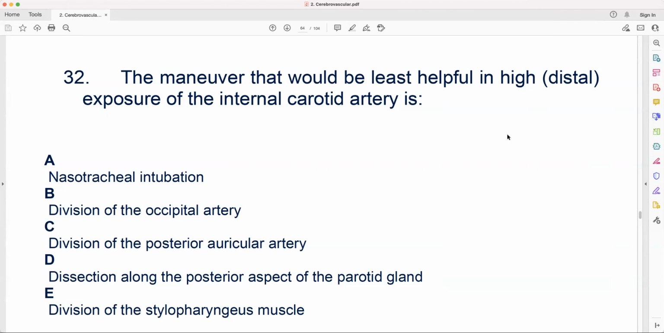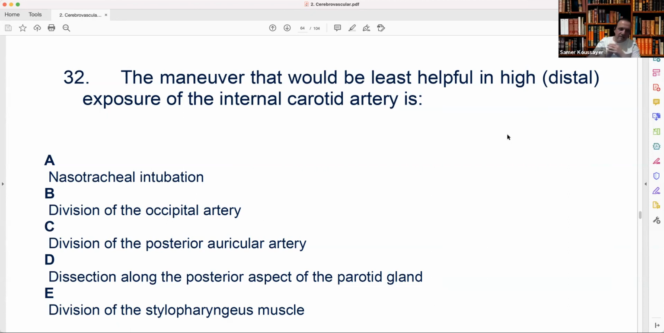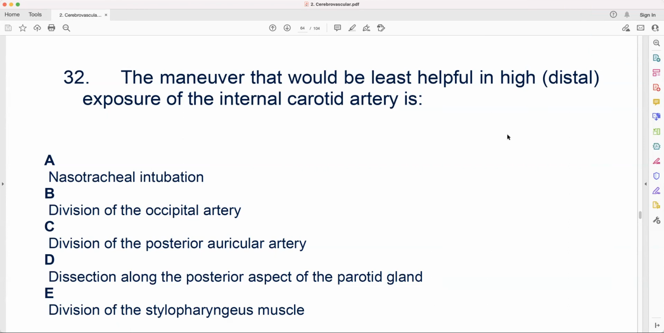Okay, next one. Division of the posterior auricular artery. This is another branch of the external carotid, but it goes behind the ear, right? So it's far from you. So this will not help. No, it will not help. Okay. Next one. Dissection along the posterior aspect of the parotid gland.